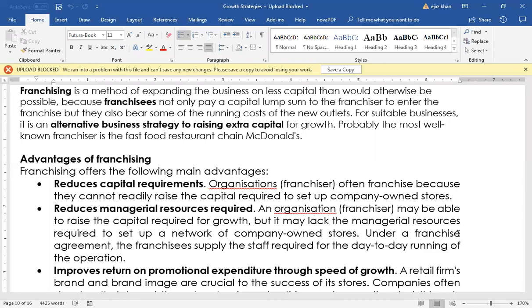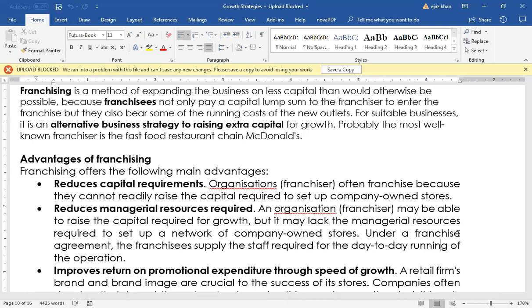Okay, as we were discussing growth strategies for a particular business, there's another way of growing or expanding and increasing your sales: franchising. For example, if you have a very strong brand in the form of a school, and at the moment you only have one branch of your school, and you really want to expand, but you don't have enough capital to expand.